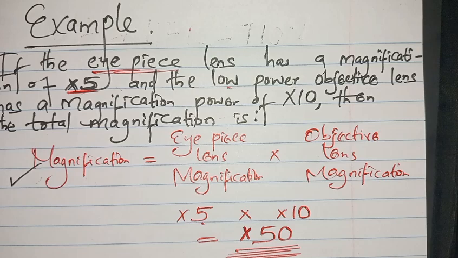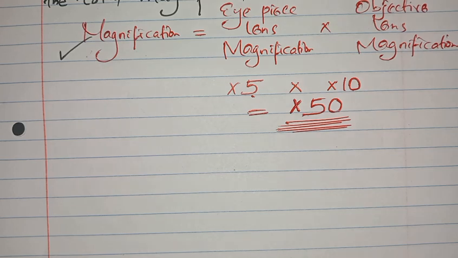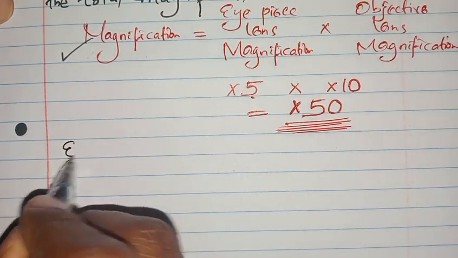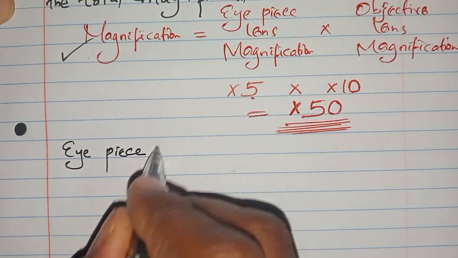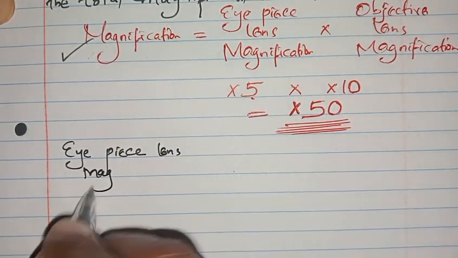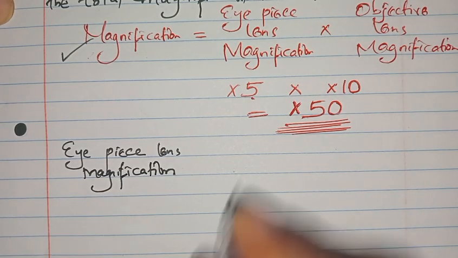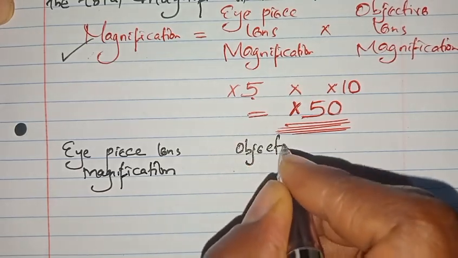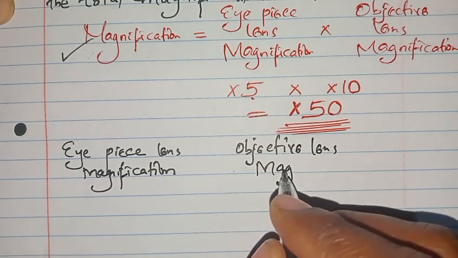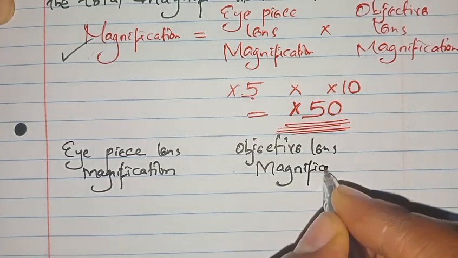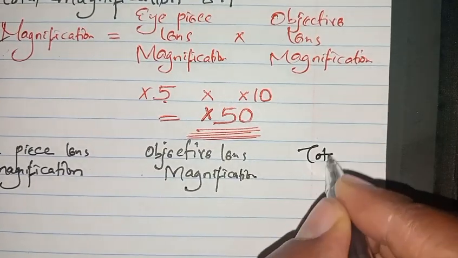There is a small table that you have in KLB. I will just briefly give it: eyepiece lens magnification. This is a small table here. Then we have objective lens magnification, and of course on the other side we have total magnification.